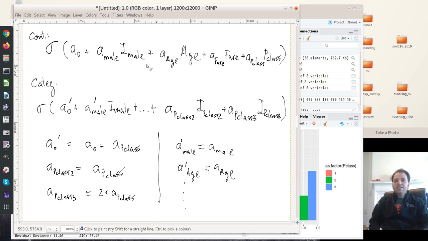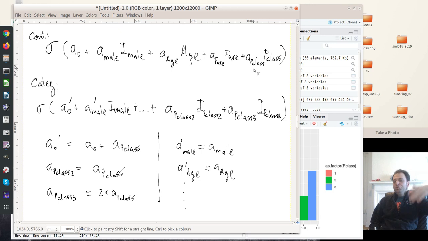So why is that? Well, one easy way to see it is, let's say that AP class is negative. So if P class is higher, so if you go from first class to second class to third class, then what happens is the probability goes down. So let's say that AP class is negative. So what can we say? We can say that for any given person, if we switch them from first class to second class, then their probability of survival definitely goes down.